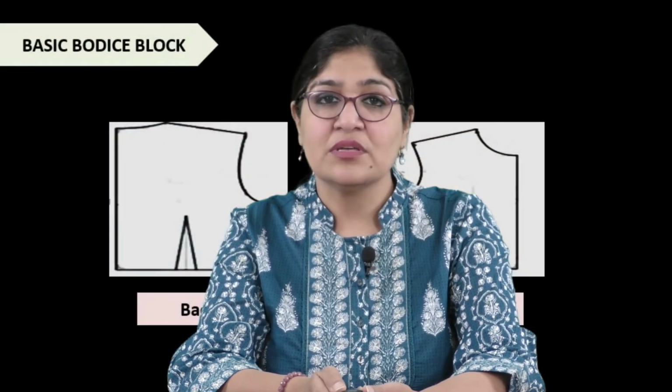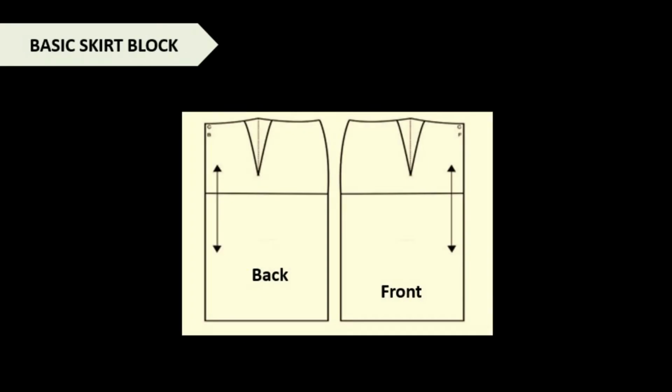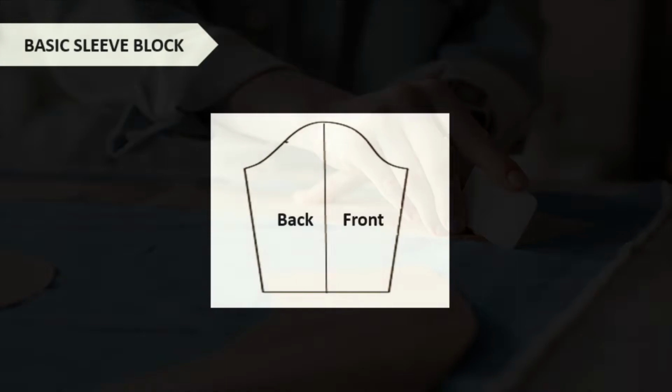The basic blocks are basic bodice front, basic bodice back, basic skirt front, basic skirt back, basic sleeve. Sometimes basic trousers blocks are also regarded as one of the basic blocks. Making basic blocks eliminates the need for starting from scratch for developing the patterns. These basic blocks can be adapted again and again to develop working or sample patterns according to the design requirements of the garment.